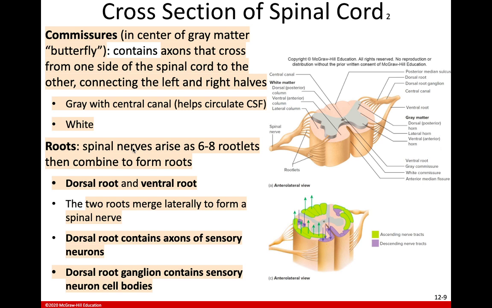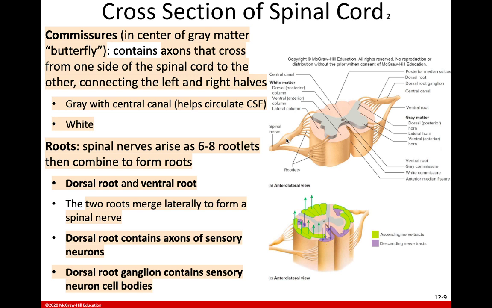The other thing we want to talk about are the roots. Spinal nerves actually come from 6 to 8 rootlets. So these little bitty things are called rootlets. They combine together to give us our spinal nerve. Notice we have rootlets that combine to give us these actual roots, and then these two roots combine together to give us the nerve. So rootlets give us roots, and then two roots give us a nerve, a spinal nerve. So the spinal nerve begins right here. We have a dorsal root and a ventral root. Again, this is going to be our dorsal root.